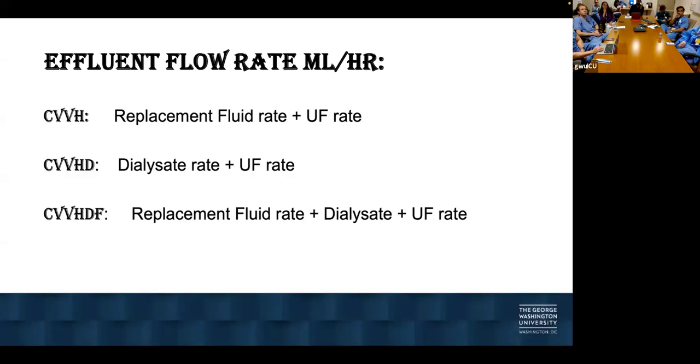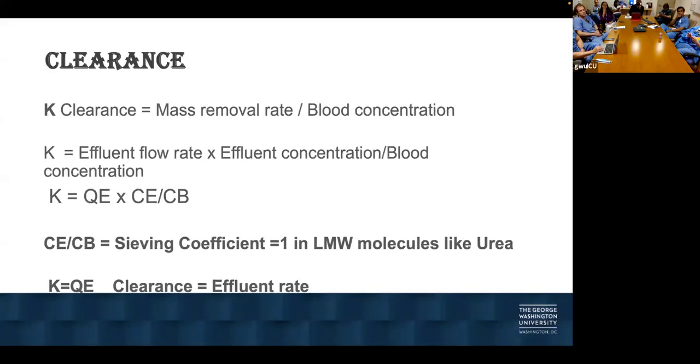Effluent fluid is important. Basically, effluent fluid is the urine that you see on the other side. So it will be equal to your replacement fluid if you're doing hemofiltration, or dialysate fluid plus the UF. So effluent fluid means your clearance. The higher your effluent fluid, the higher the urine that we're artificially making, the higher your clearance. And for small molecules like urea, potassium, the concentration of the blood by the end of that filter will be equal to the concentration in the effluent fluid. So if you have 7 potassium in the blood, it's going to be 7 in the effluent fluid. So the more effluent you have, the more the clearance.